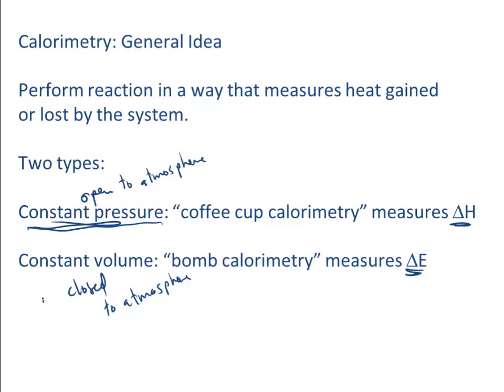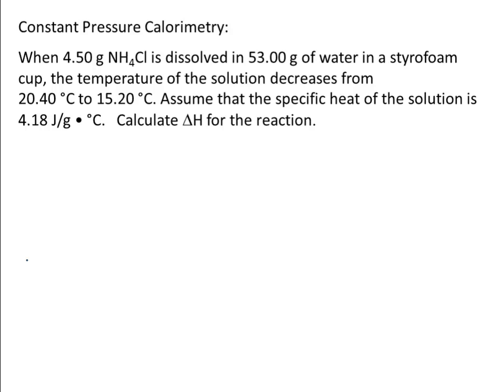Constant volume calorimetry uses a bomb calorimeter, which is expensive and needs to be done very carefully. So this is done much less than constant pressure calorimetry, which is much easier to do. So we'll look at each of those cases. When you do constant pressure calorimetry, the easiest way to do it is just use insulated styrofoam cups.